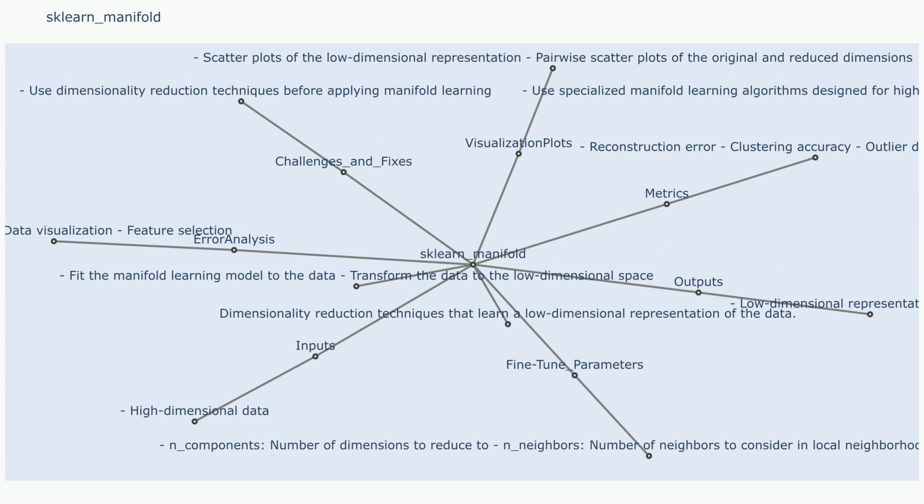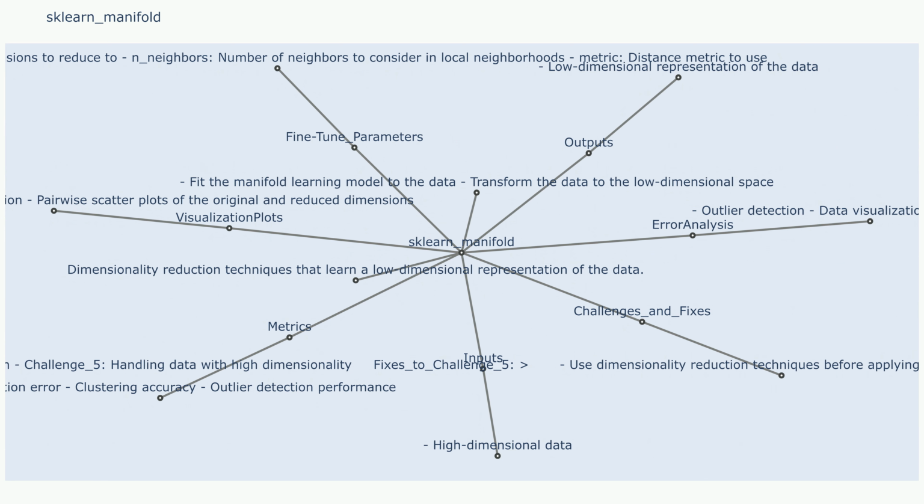Visualization plots. Visualization plot 1, scatter plot. This plot visualizes the data points in the lower dimensional embedding space. Visualization plot 2, manifold structure plot. This plot shows the underlying manifold structure that the algorithm has learned. This is typically represented as a smooth surface in the embedding space.